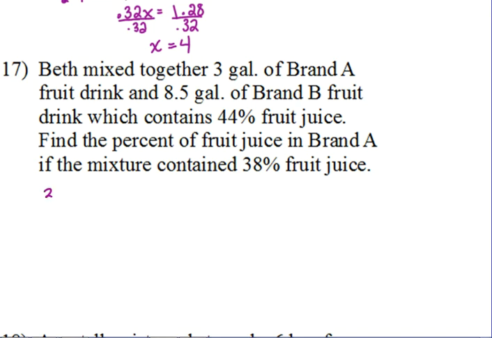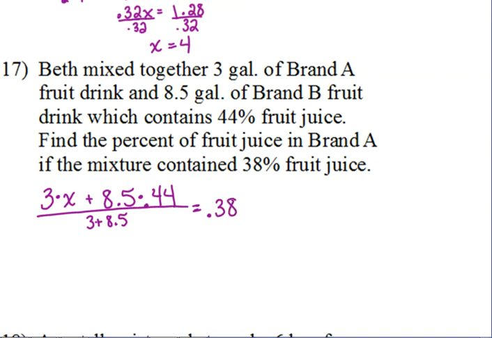So we've got 3 gallons. We don't know its concentration. So 3 times X. Plus 8.5 gallons, its concentration is 0.44. Over total gallons, 3 plus 8.5. You can go ahead and add that number. I'm just writing it out so you'll know when you look back where it came from. Is equal to, the mixture was 38%, so it's equal to 0.38.